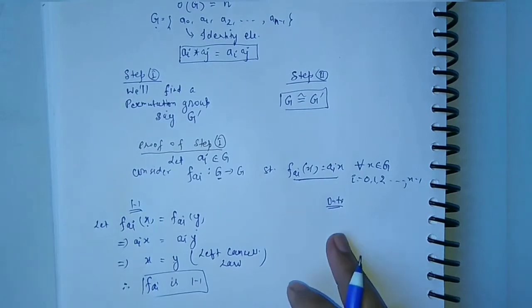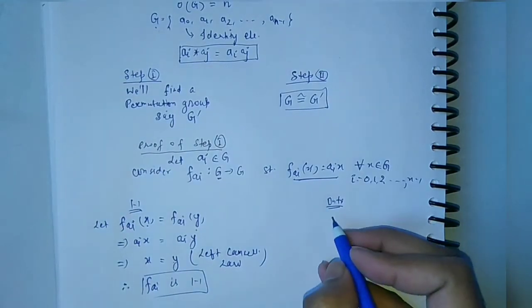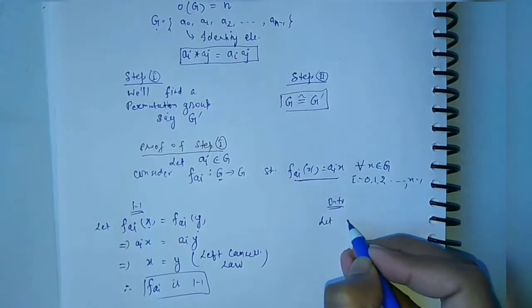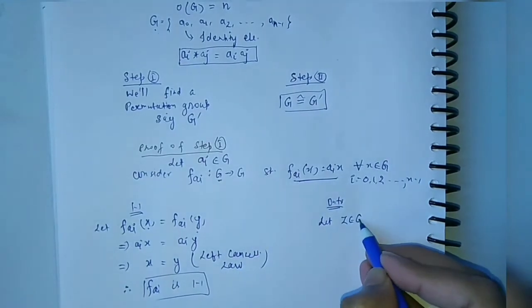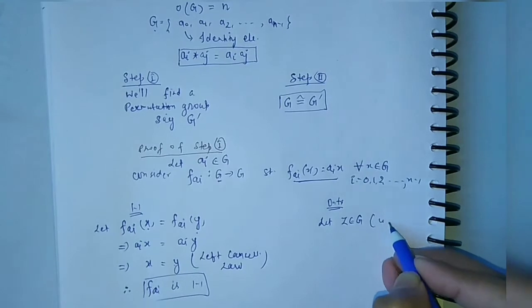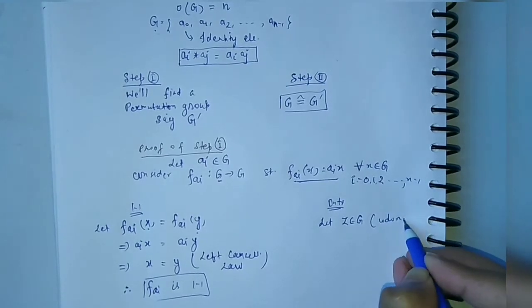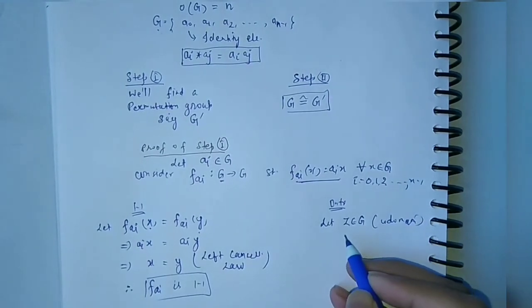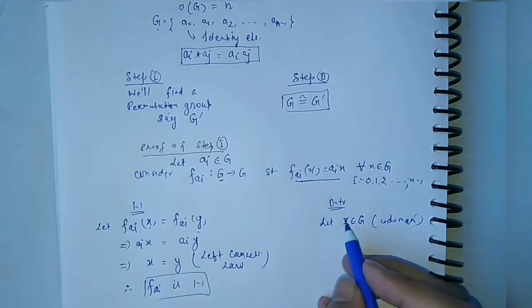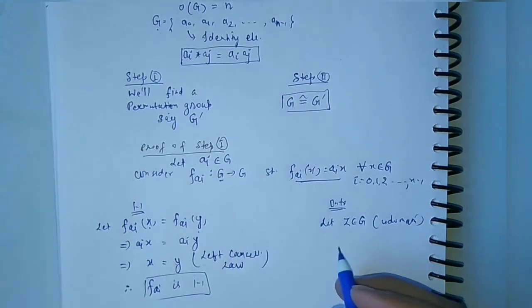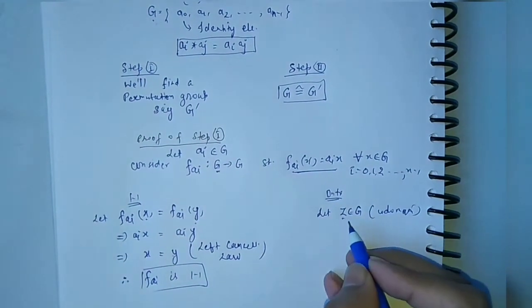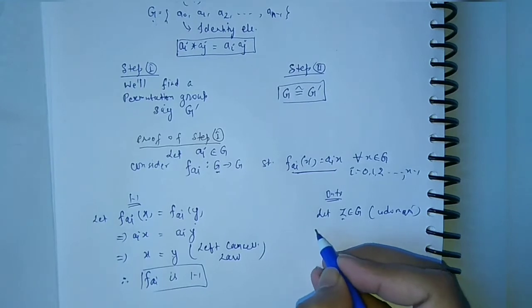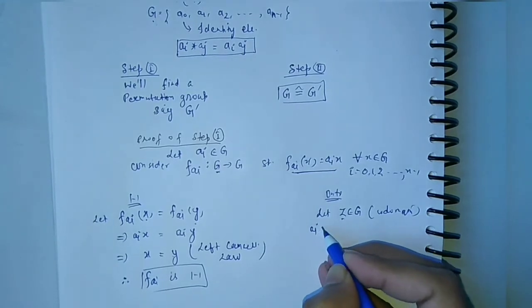Now we will prove that this is onto also. So for it, let z be any arbitrary element from the codomain G. So we have to find a pre-image for this element in the domain. Then we can say that this function is onto. So we are now finding a pre-image of this element.